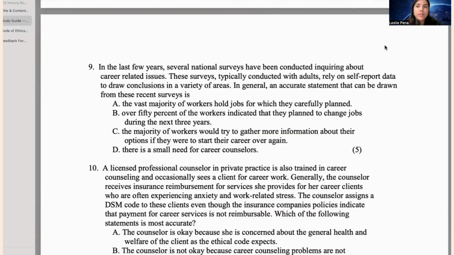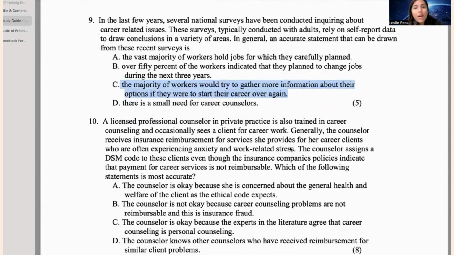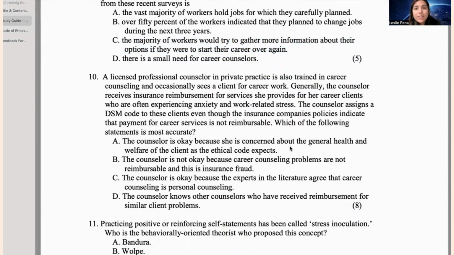Okay, so after you read all of these, one of them must have stood out to you, like, oh yeah, that's a good idea, or that makes sense. The answer to this one is C. The majority of workers would try to gather more information about their options if there was a way to start their career all over again. And I think I just read that and I was like, yeah, that makes sense. A lot of these are common sense, really.